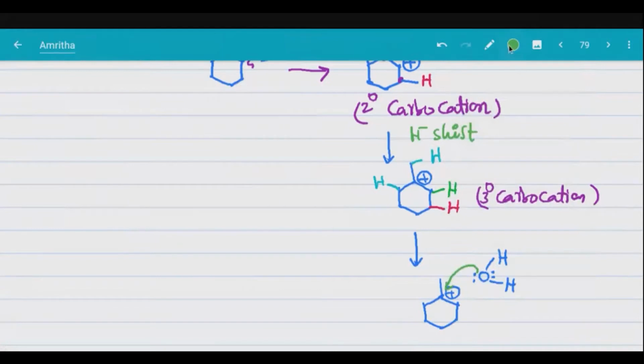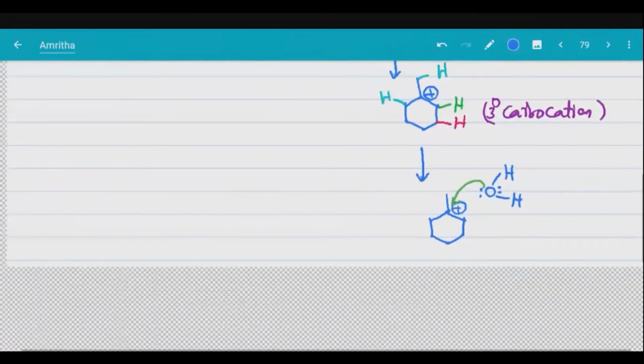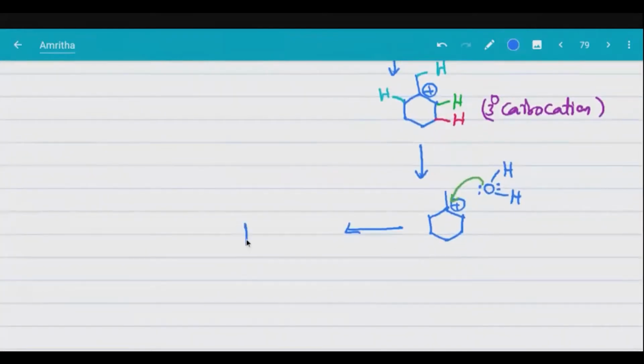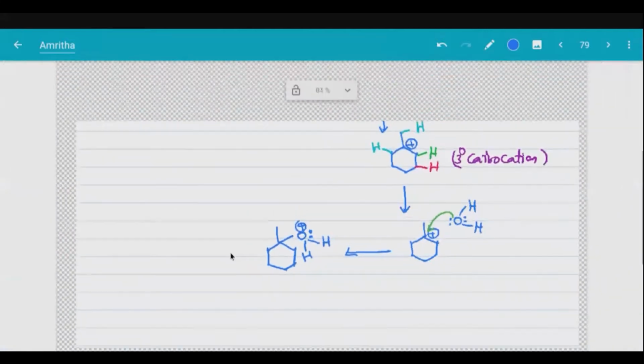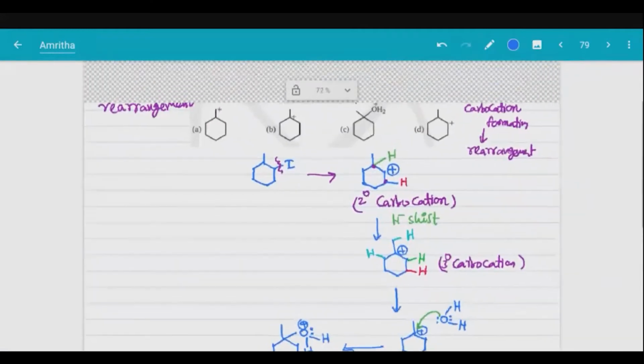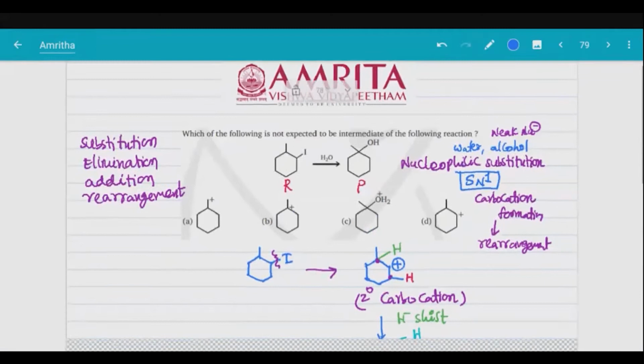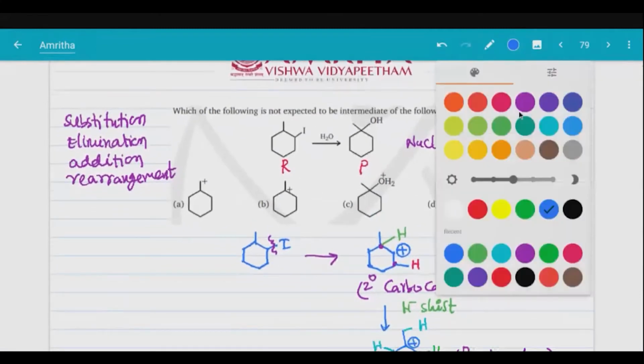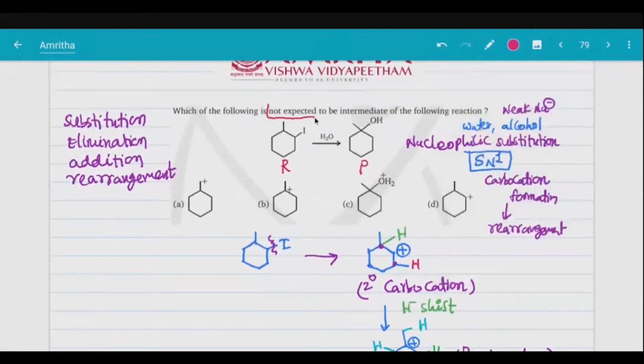Okay, so now what I'll get, this is donating electrons. O plus, one electron pair is donated, and there is hydrogen and hydrogen. Okay, fine. So look at all those intermediates. Now which is the correct option? Which is not formed in the reaction, which is not expected. See, look at the question now. Which is not expected? What is the answer now?